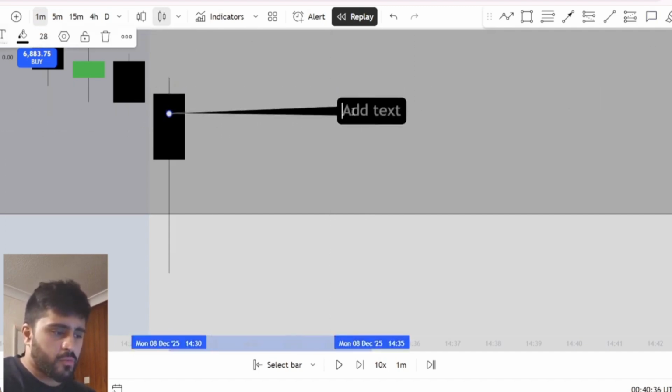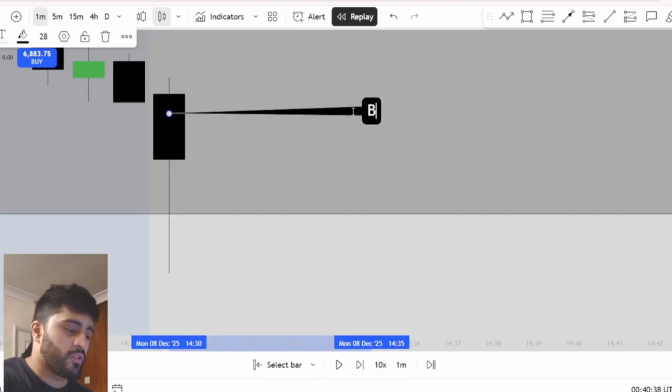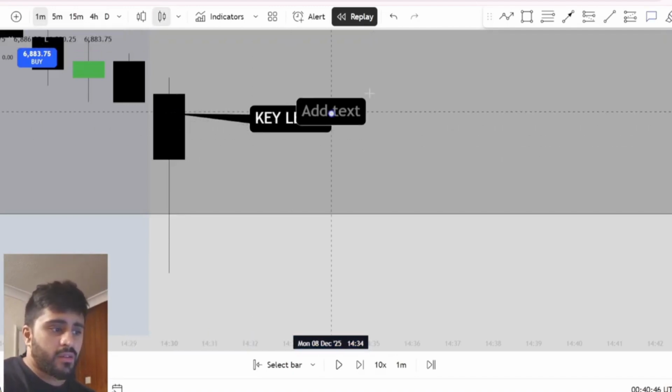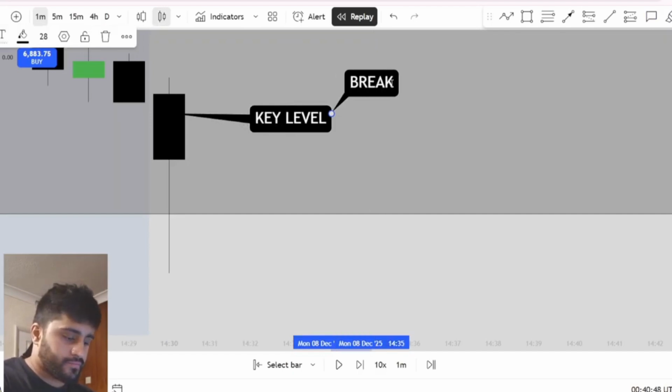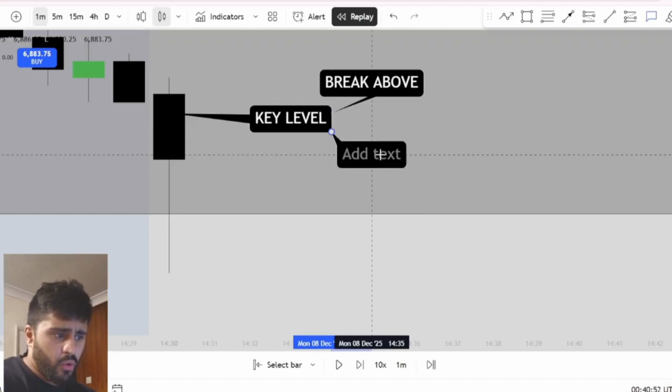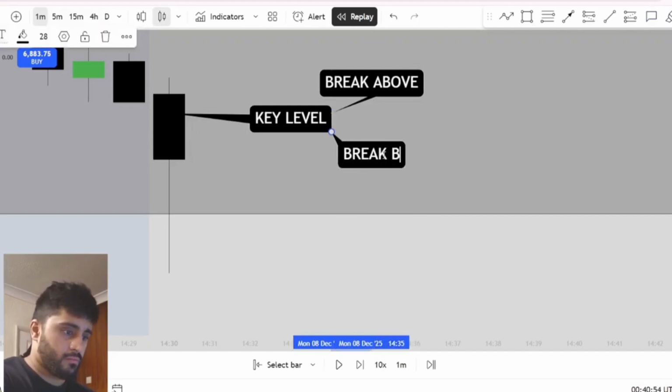Now, from an order flow perspective, it's very simple. This is what you're looking for. Once you tag into a key level, right? Once you tag into a key level, there's only one of two things you can see. You can either break above, right? Let's write that down. You can either break above or you can break below.